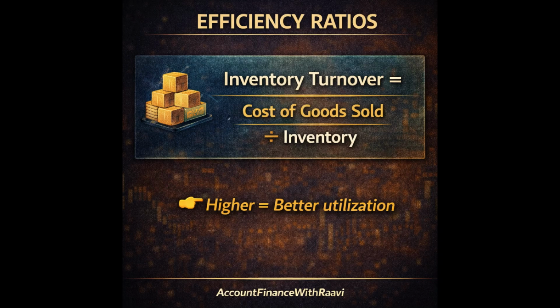Efficiency ratios. Efficiency ratios mainly focus on how effectively the company is mobilizing and using its resources. Here there is an example of the inventory turnover ratio, and you can see the formula to compute the inventory turnover ratio. The higher the efficiency ratio, the better the company is at utilizing its resources.